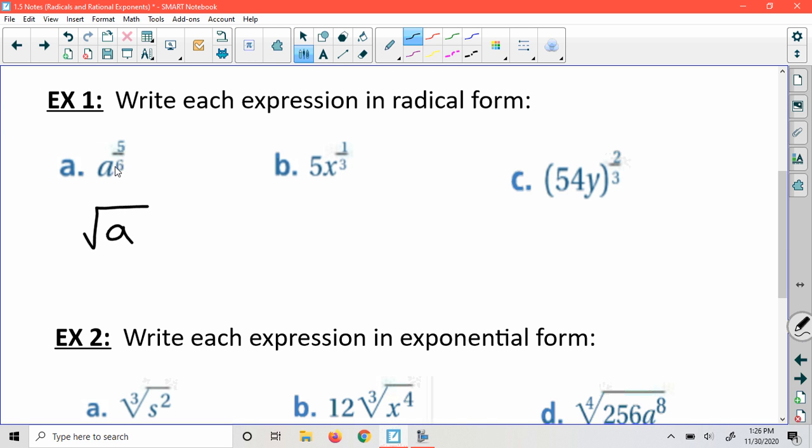So remember, the root is the denominator. The power would be the 5, the top number. So you just switched it from a fraction exponent into radical form.